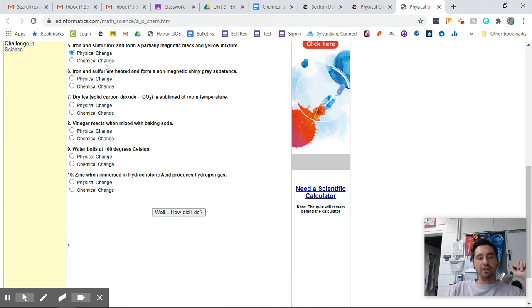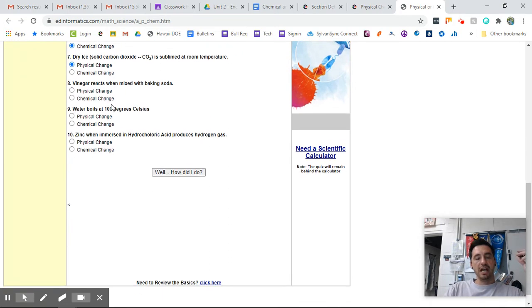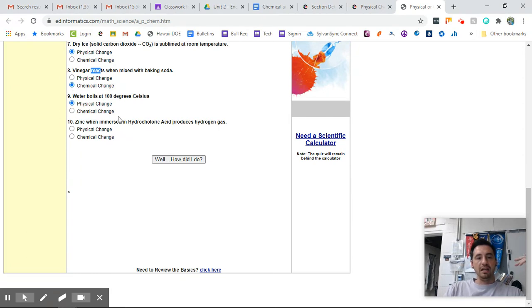Iron and sulfur are heated and form a non-magnetic shiny gray substance. Ooh, so now it's not magnetic anymore, so the iron changed its physical property. So I'm going to go with a chemical change there. Dry ice, solid carbon dioxide, sublimes at room temperature. Sublimation is a phase change. Most phase changes are going to be a physical change. Vinegar reacts. Anytime you hear reacts, that's automatically a chemical change. Water boils, so that's another phase change, so physical. And zinc, when immersed in hydrochloric acid, produces hydrogen gas. So anytime you see a gas, that's going to be a chemical change.